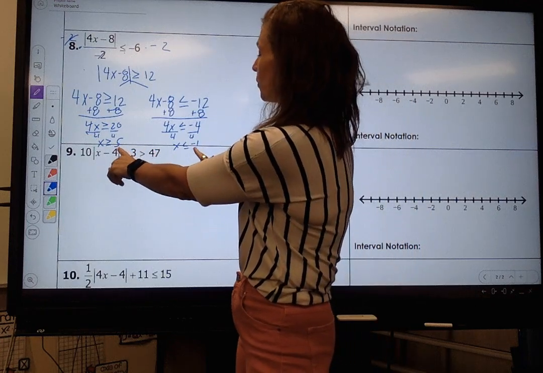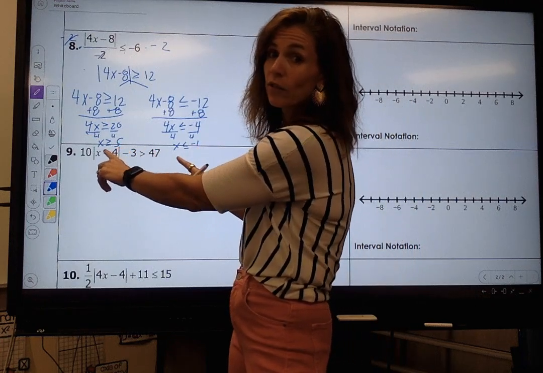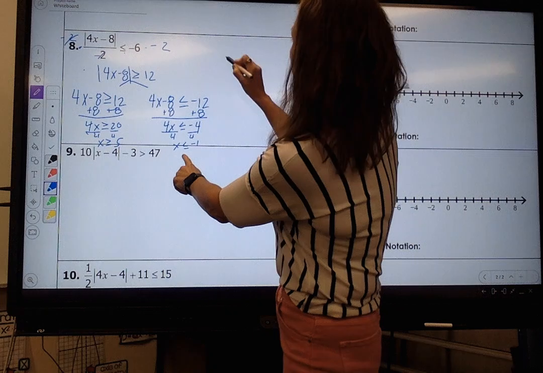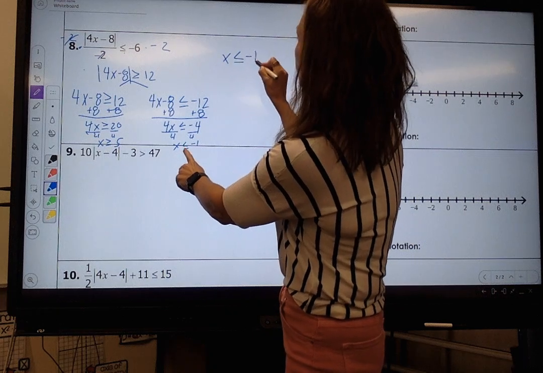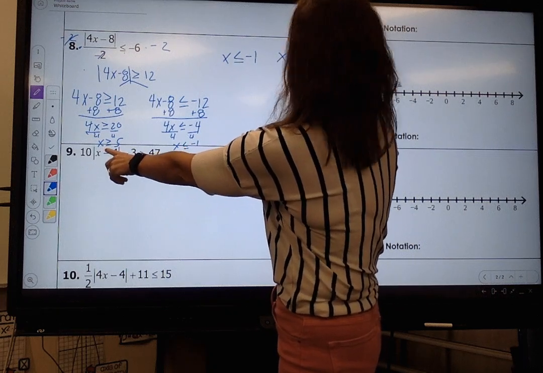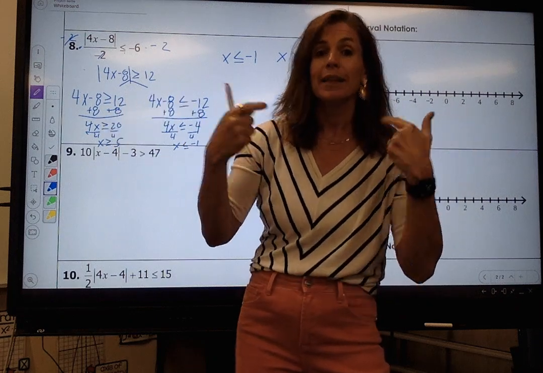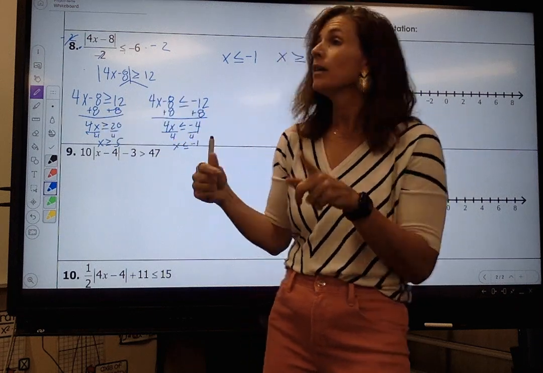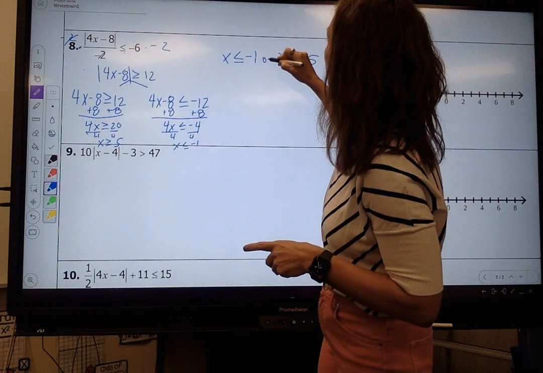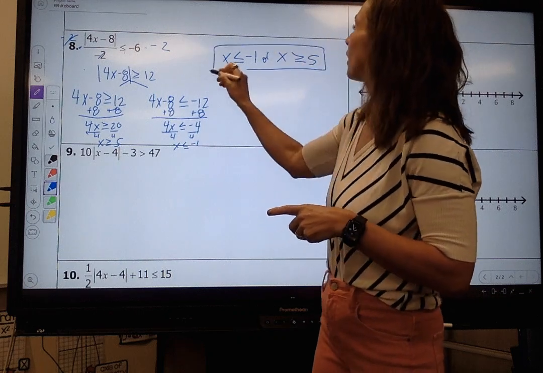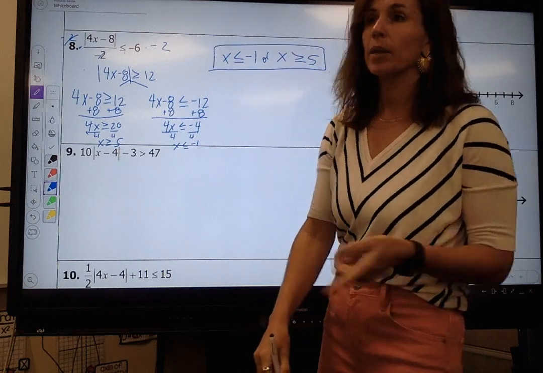I look at my target numbers, -1 and 5. They're not in least to greatest, so I'm going to rearrange. So I'm going to move this one. X is less than or equal to -1. X is greater than or equal to 5. I look at my arrows. They're going out. That tells me it's an or statement. So they're already rearranged. I tack on the word or, and I call it a day. Then I'm going to go graph it.